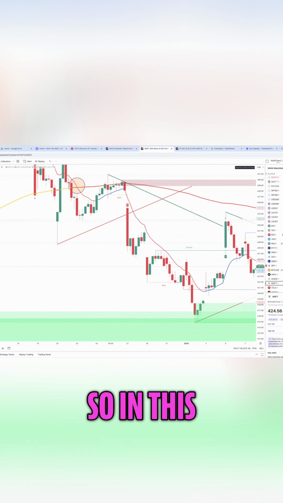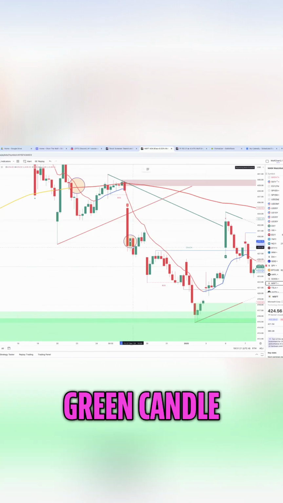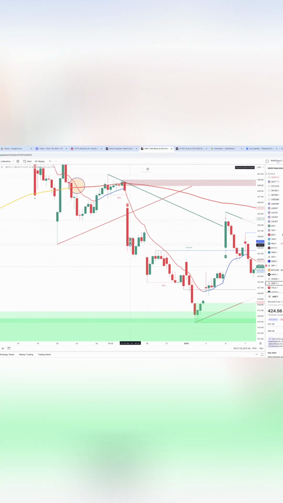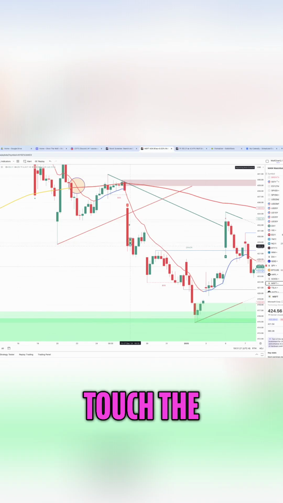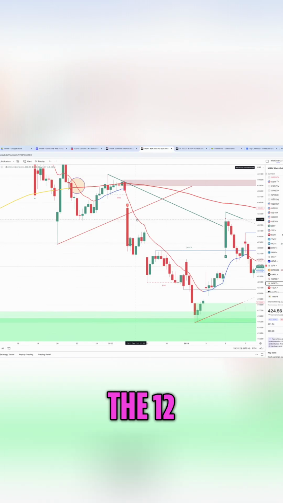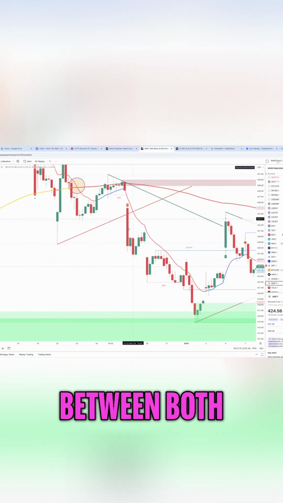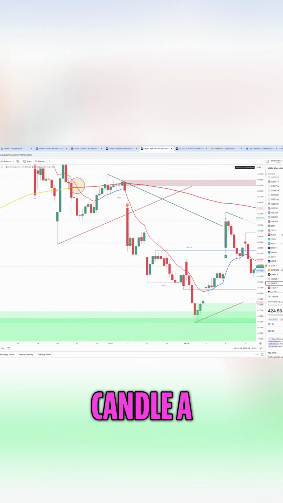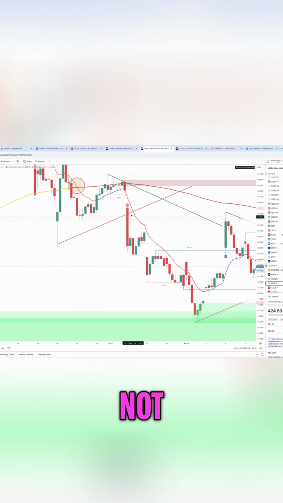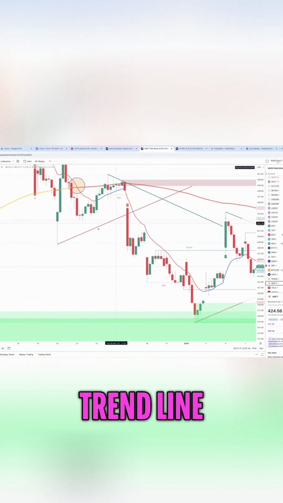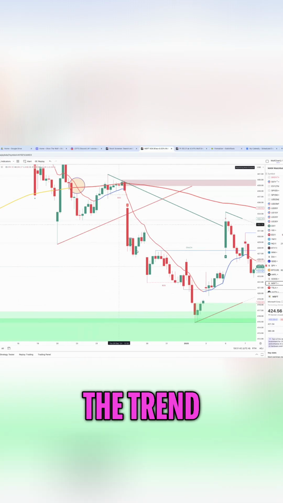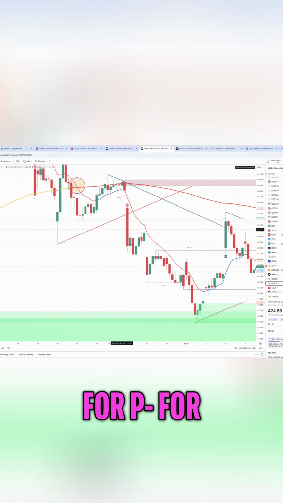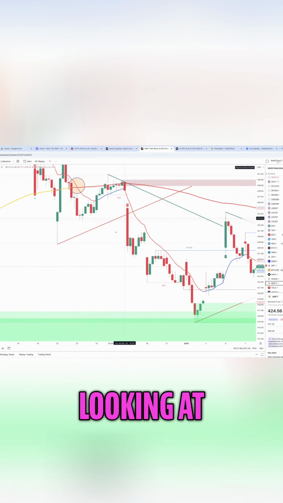Okay. So in this situation, it is this green candle right here. This green candle is the first candle that didn't touch the trend line or the 12. It's just floating in between both of them. And that's why we call this candle a floating candle, because it's floating in between your 12 and your trend line. So this candle is always going to be after the trend line, for puts or for calls. So we're looking at puts right now.